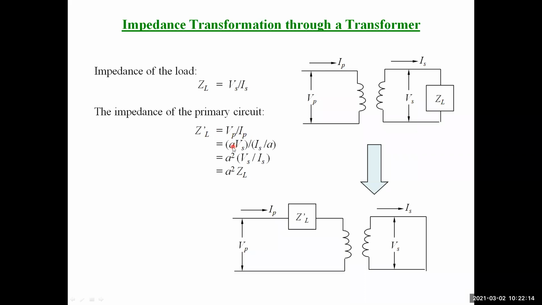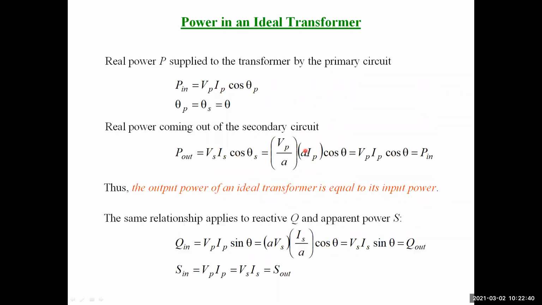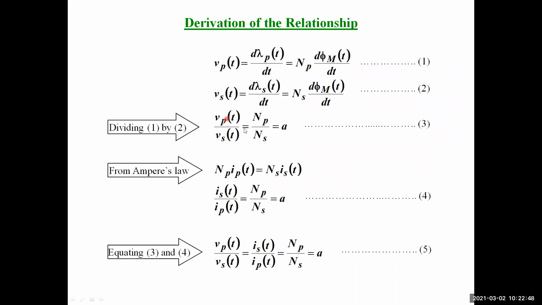A is called the turns ratio. That's NP by NS, also called Vp by Vs. Primary voltage by secondary voltage is called A, the turns ratio. Vp by Vs is equal to NP by NS, primary turns by secondary turns, equal to A. So Vp is equal to A times Vs. Understood?